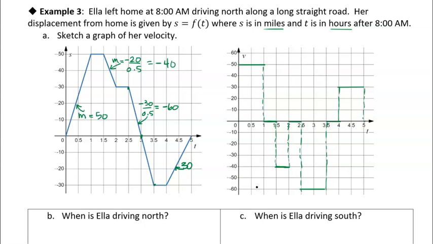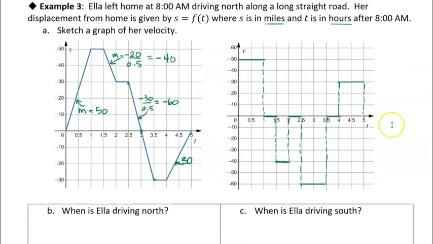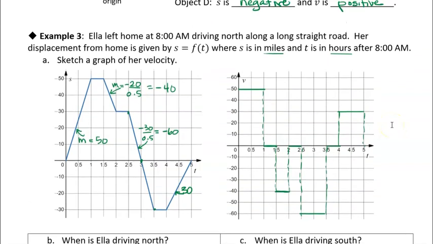All right, now this is going to be a little bit of a challenge because I have to scroll up to see the rest of the questions, and I'll scroll up so at least we can see the graphs. And so the first question, question B, I guess, is just asking us when is Ella driving north? When is she driving north? Now in the problem description it says she started driving north along a long straight road, so we know that initially she's driving north.